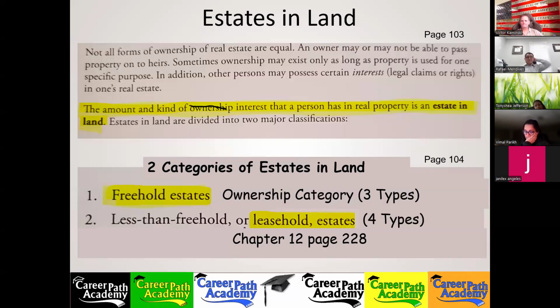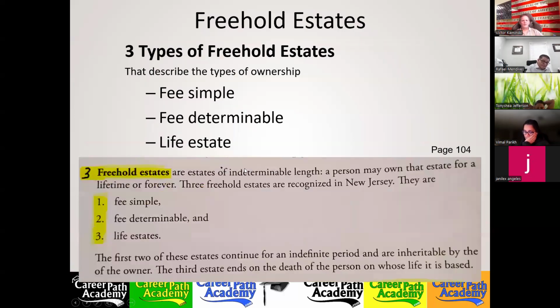Okay. So there are three types of freehold estates, and they are fee simple, fee determinable, and a life estate. So let's first write the number 3 before where it says freehold estates on page 104 here. Well, actually, you should first highlight it and then write number 3 so it doesn't smudge. If you highlight things before you write them with ink, it won't smudge. And then just highlight the 1, 2, 3: fee simple, fee determinable, and life estate.